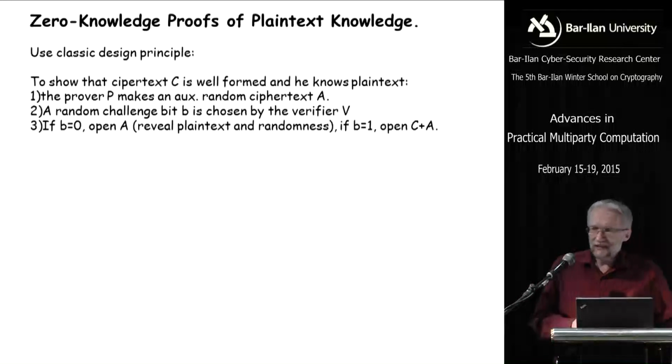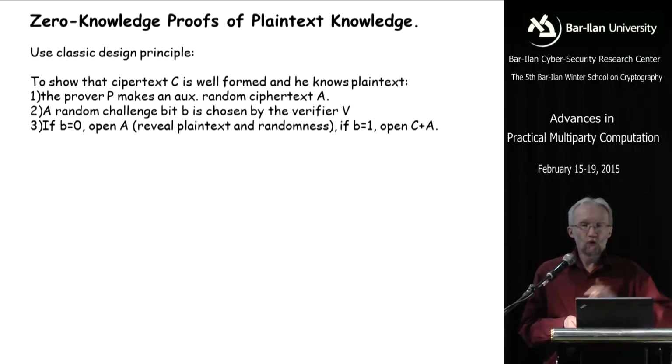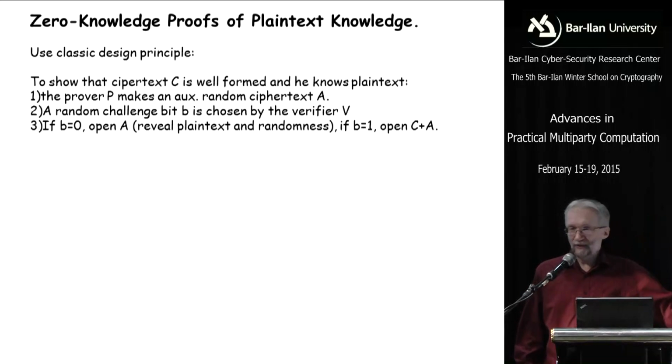Okay. So what about these zero-knowledge proofs? Well, the basis of it is not really very clever, because I'm just going to use the design pattern that everybody is using for this sort of thing. Some party has created a ciphertext C. He wants to convince us that it's well formed, and he knows the plaintext. So the prover makes an auxiliary random ciphertext A. There's a random challenge bit B chosen by a verifier V. If B is 0, you just open A, which means you reveal plaintext and randomness. If B is 1, you have to open C plus A. Surprise, surprise. If you've seen zero-knowledge proofs before, this is what we do all the time. If you want to prove that some object is good, you create another random object of the same type, and then you're challenged to either open the auxiliary thing or some combination of the auxiliary thing and your real thing.